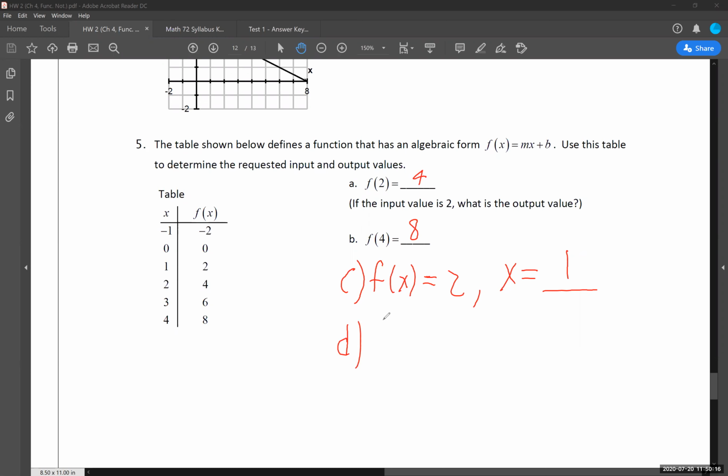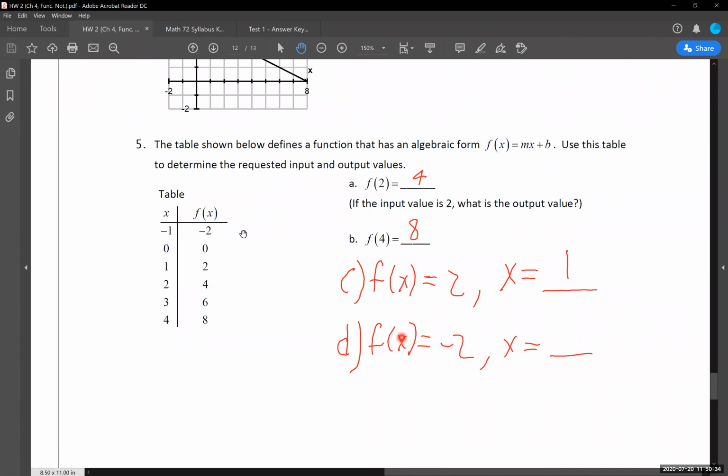Similar idea here. We'll work with one more. If f of x is equal to negative 2, what does x have to equal? So again, I have been given an output value. I'm finding my output values. Where is negative 2? It's right here. What is its corresponding input value? It's going to be negative 1. And that's all I would write in. That's how you work with those ones there.